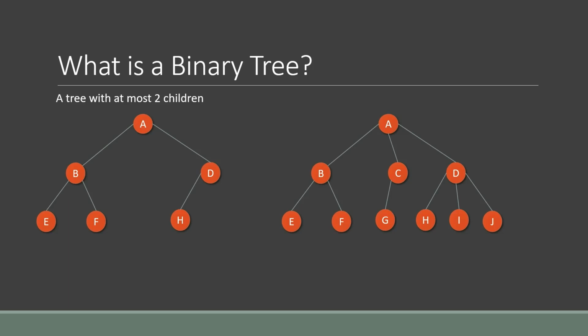So I have two diagrams with me. Can you guess which one of them is a binary tree and which one of them is not? Yes, you are absolutely correct. The left one is the binary tree, the right one is not a binary tree. The left one is a binary tree because each and every node has at most two children and not more than two children. The right one is not a binary tree because there is a node D which is having more than two children, which is H, I and J.